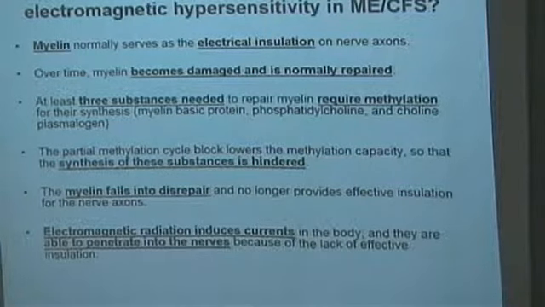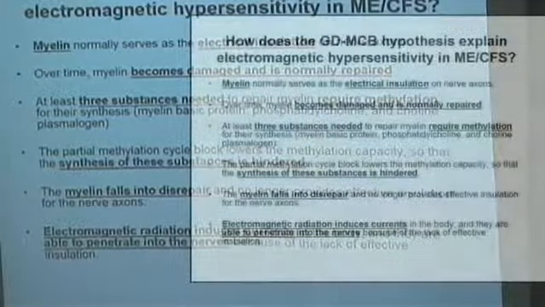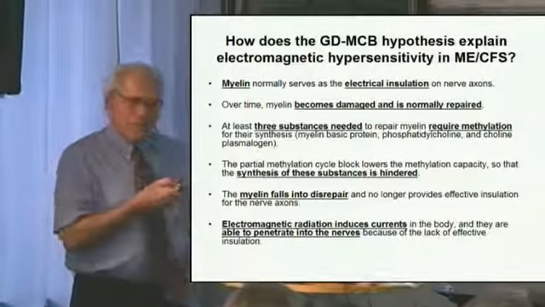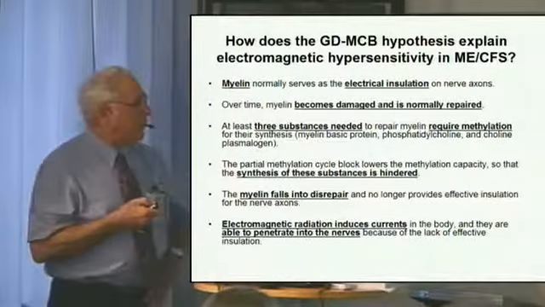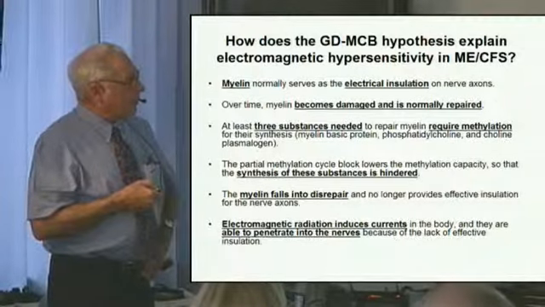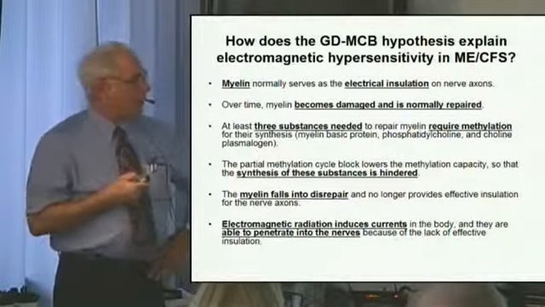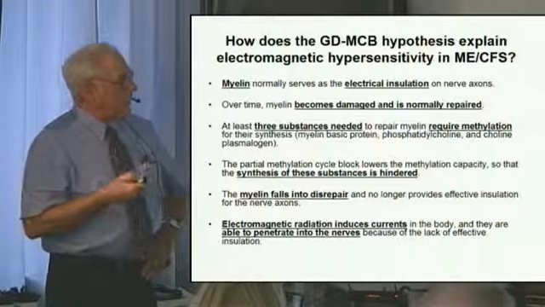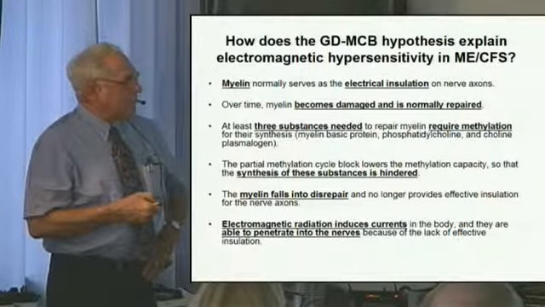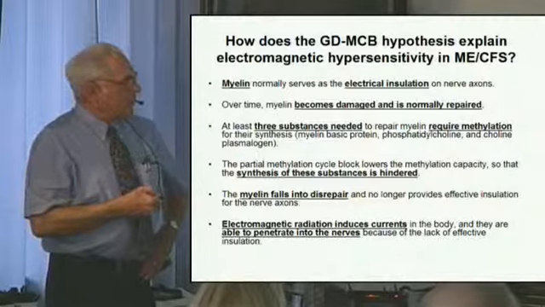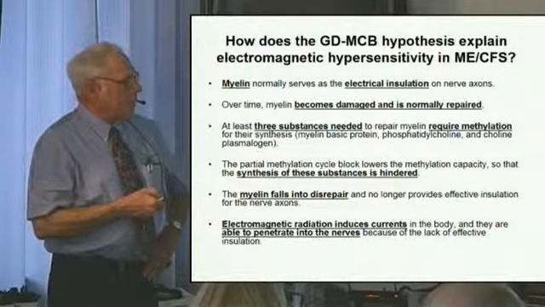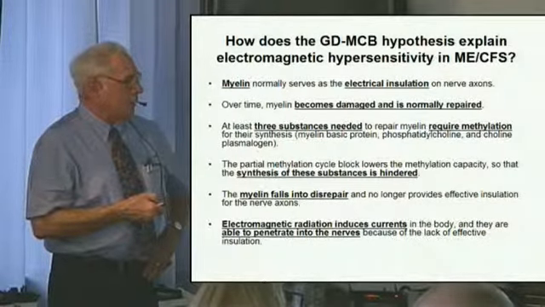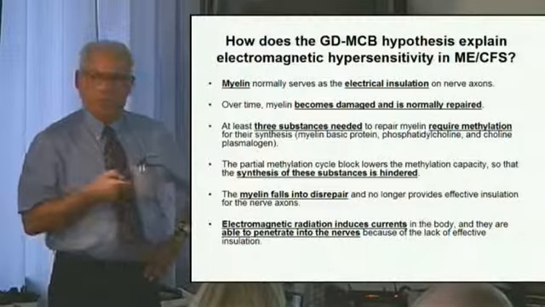Okay, what about the electromagnetic hypersensitivity? Well, there are several mechanisms that have been suggested for that, and I don't disagree with those, but I want to suggest another one here that I think is present in chronic fatigue syndrome. Normally, myelin is electrical insulation for the axons, and over time, the myelin becomes damaged in chronic fatigue syndrome. Well, in any case, it becomes damaged, and it's normally repaired. But at least 3 of the substances you need to make myelin require methylation. That includes myelin basic protein, phosphatidylcholine, and choline plasmalogen. All of those require methylation to be made.